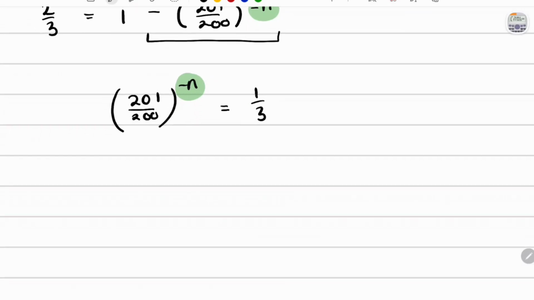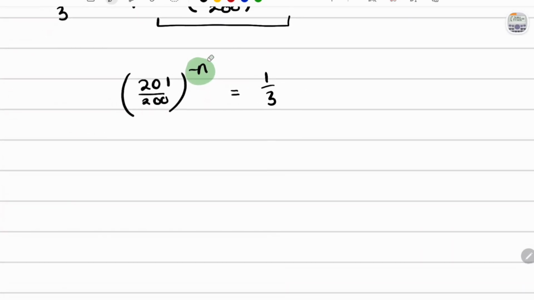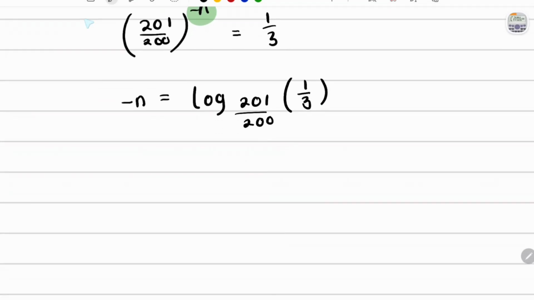If you're trying to solve for n in this equation, because n is your exponent, the only way you can solve for n is by using log. So to solve for that negative n, we'll say it's equal to log of the value that we have, which is the 1 over 3, and our base is going to be the base that was carrying the exponent. So our base is still the 201 over 200, and what we are logging is the 1 over 3. So this is what we have.